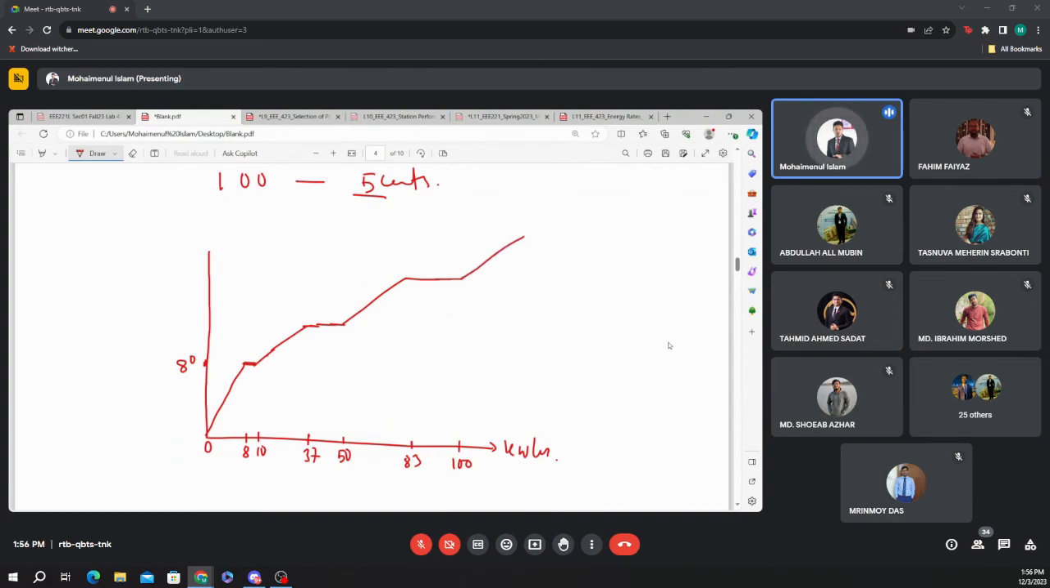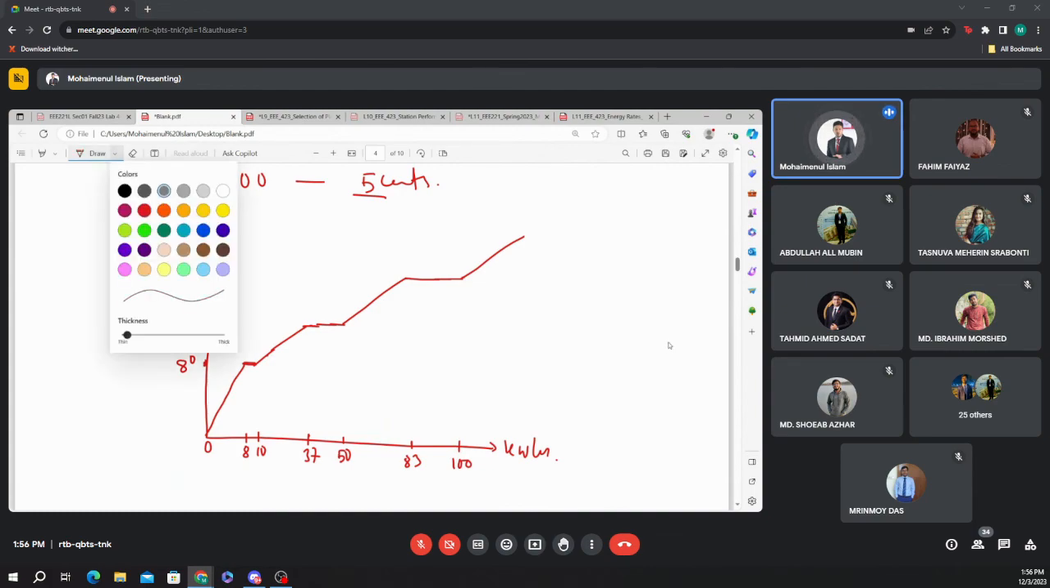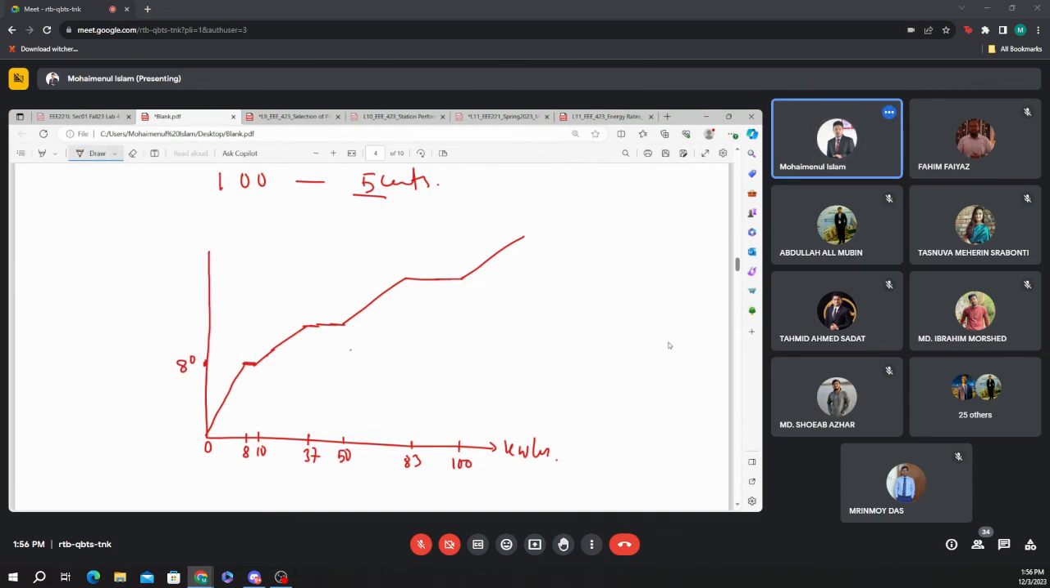So if you consider this plot, if you draw the straight line for each of the lines, you can get different straight lines. So this is our final step meter rate. So like that, you need to design. Okay.